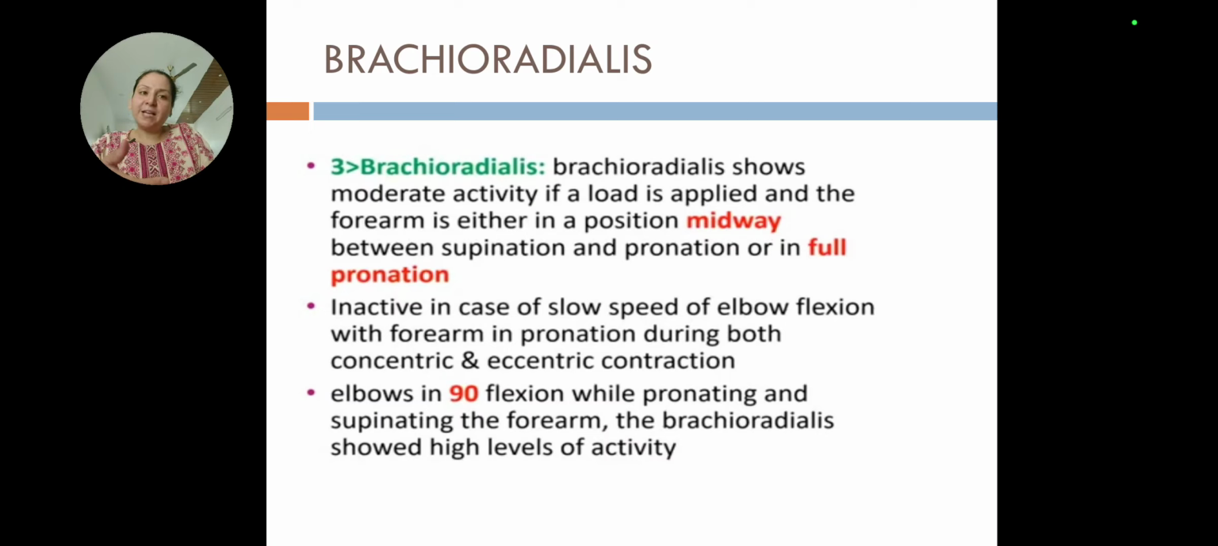So the elbow should be 90 degrees flexed, and whenever the load is applied midway, or in pronation, the forearm comes into play. It only comes into play when you are lifting a heavy load, where the biceps and the brachialis require another help, that is high load and high speed. We have the brachioradialis come into action. Otherwise its action is more of stability.